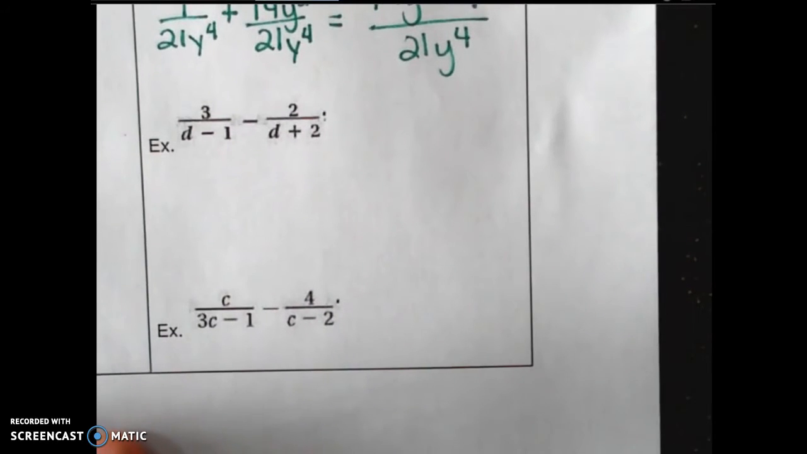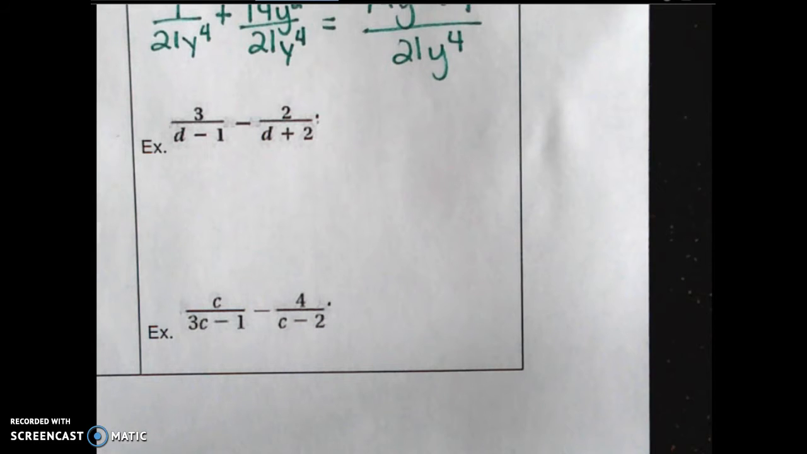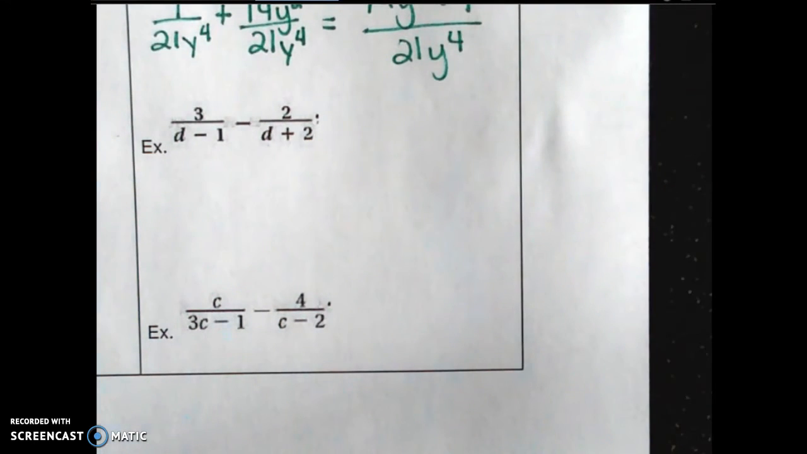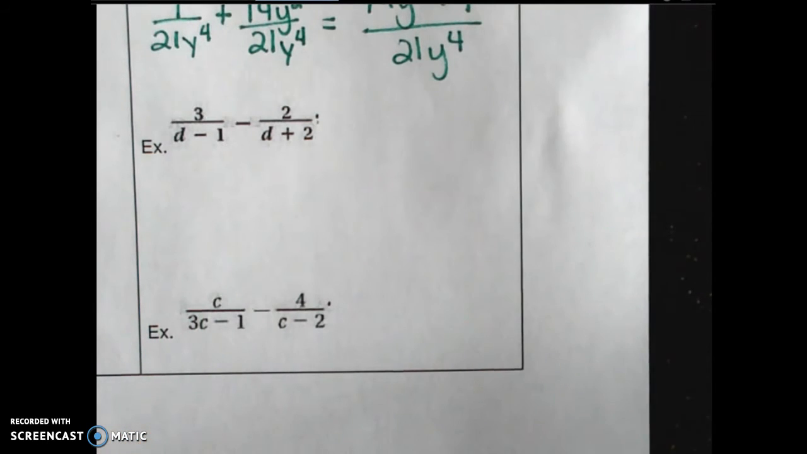Excellent. Okay, let's try a little bit of a harder problem. This one is a little bit more difficult because if you look at the bottoms, it's not immediately obvious what we are going to do for our common denominator there. And they don't really have, like, I can't really multiply d minus 1 to get d plus 2 in any way, right?